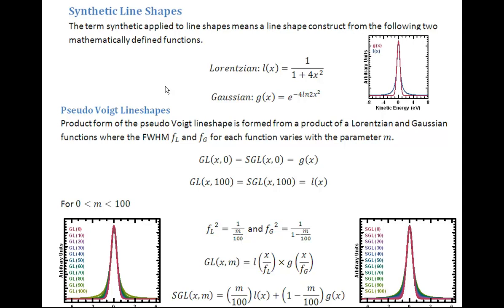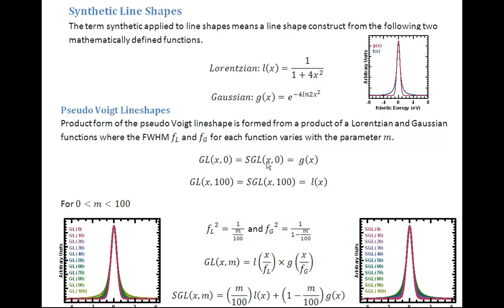Traditionally, 2 functional forms have been used to create line shapes that are referred to as synthetic line shapes, that is, to imply that they are mathematical in origin and not deriving from data as such. So to fit data, the line shapes that have traditionally been used are these pseudo-Voigt line shapes that are typically referred to as GL or SGL line shapes.